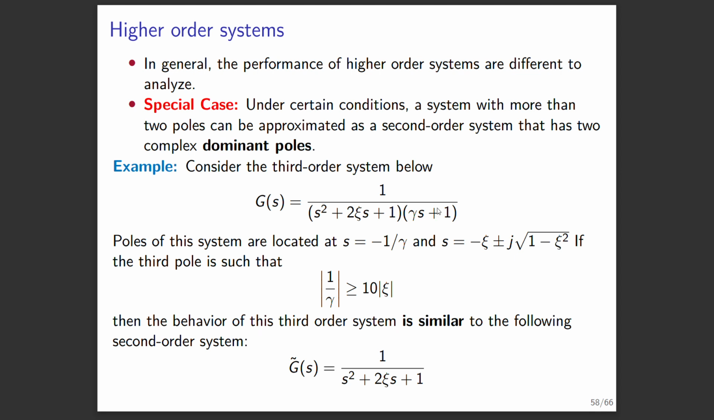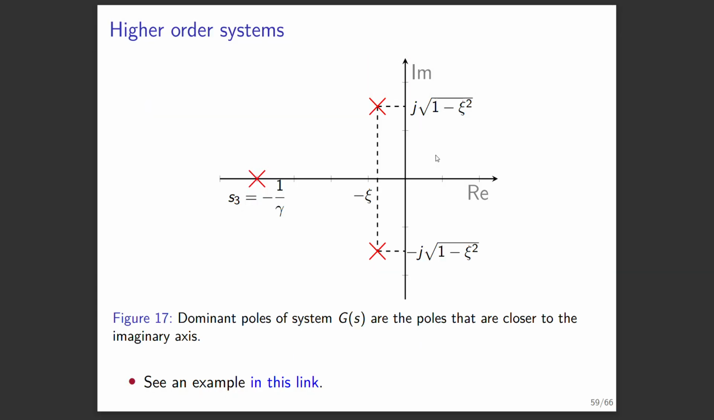Again, if I have a third order system and the location of the third pole is way to the left, that pole is so weak that we can estimate the behavior of this third order system with a second order system as if this third pole didn't exist. So if I plot the location of the poles, if this pole is way to the left, it's so weak that these two poles are the dominant poles, and I can estimate the behavior of my system with these two poles.